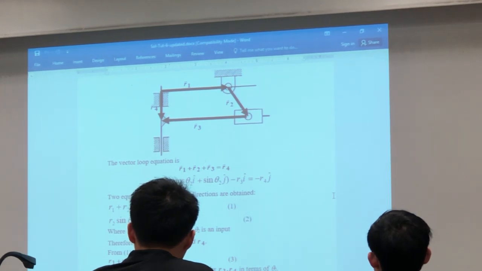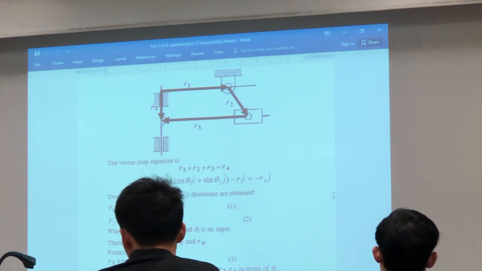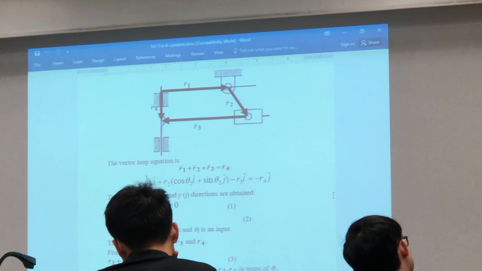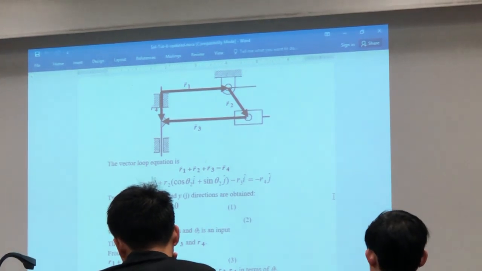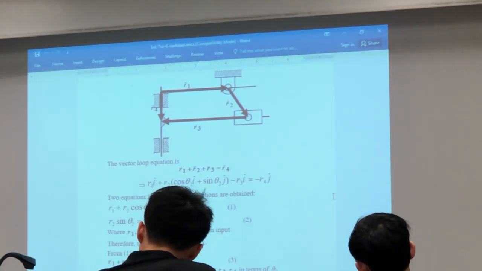This is for position. For velocity, you just differentiate with respect to time t. For acceleration, you differentiate one more time. So it works. And so far, all the tutorial questions we show you here are very simple mechanisms. You only have one vector loop. Normally it's a 4-bar linkage mechanism.